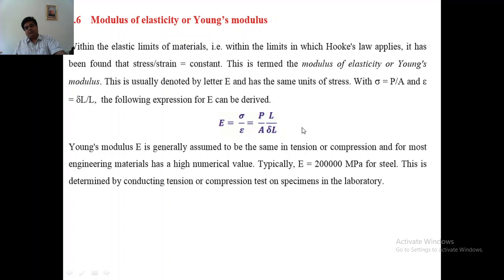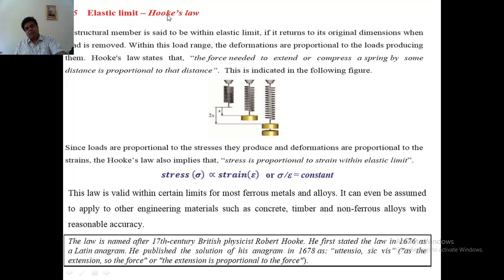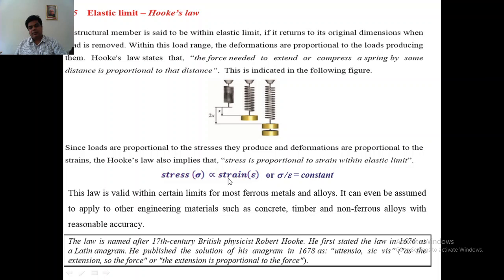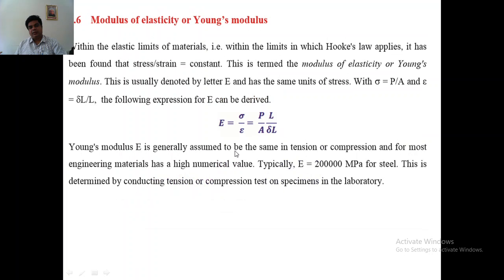So here Hooke is, again I told you, the name of the engineer who gave this relationship, and one more engineer called Young, I don't know his full name, part of his name is Young. He extended Hooke's statement and calculated this modulus of elasticity, and that's why it is called Young's modulus. It's the name of the engineer. So he proposed this constant of proportionality, and that is called the modulus of elasticity.